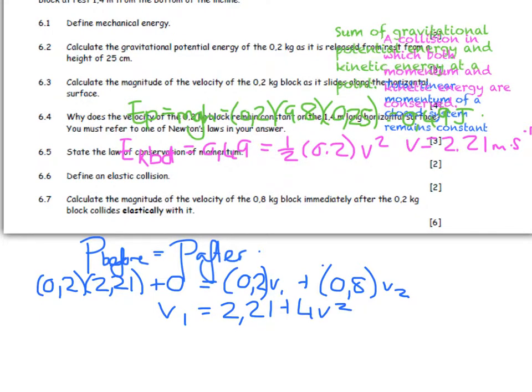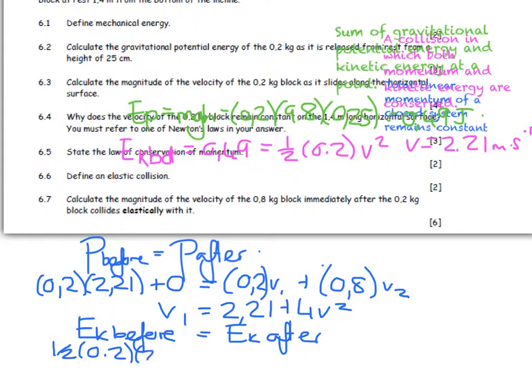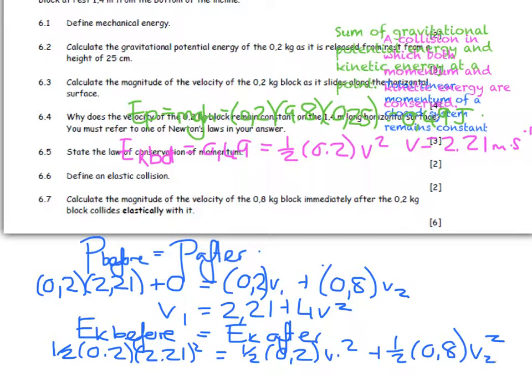and we land up with doing another one, kinetic energy before is equal to kinetic energy after, and therefore I'm going to say a half of 0,2 times 2,21 squared is equal to a half of 0,2 v1 squared plus a half of 0,8 v2 squared. When I solve these simultaneously, I find that v2 is going to turn out to be equal to 0,88 meters per second.